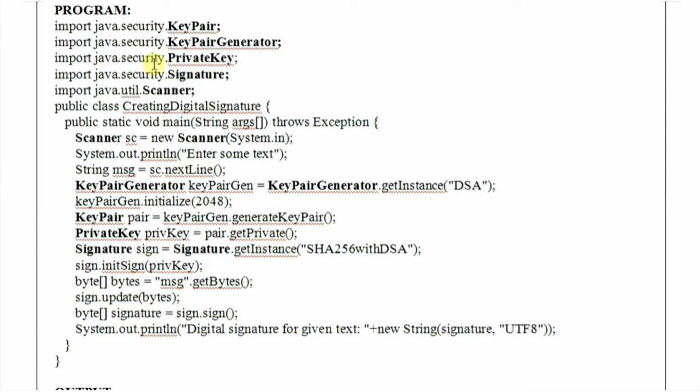The Java KeyPairGenerator class, that is java.security.KeyPairGenerator, is used to generate asymmetric encryption and decryption key pairs. An asymmetric key pair consists of two keys. The first key is typically used to encrypt the data. The second key is used to decrypt the data which is encrypted with the first key.